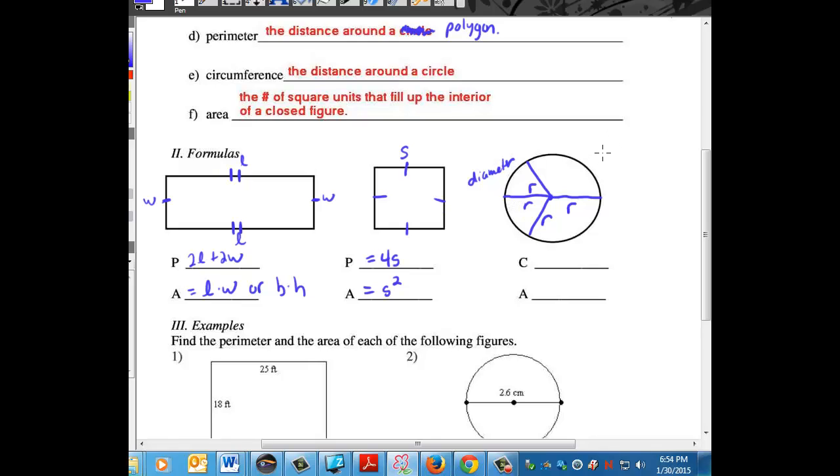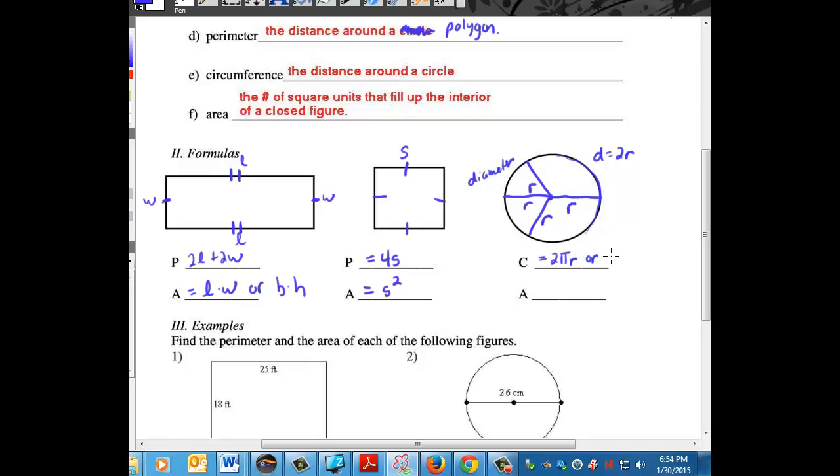So, in a sense, we can think of one diameter as equal to 2 radii, so d is equal to 2 times r. Now for our circumference formula, it's going to be the distance around this circle all the way around until we get back to the beginning, and that's going to be known as 2 pi r.